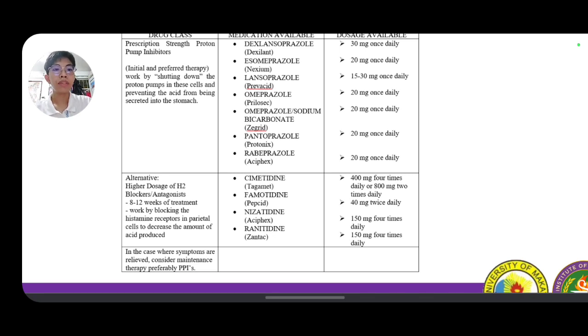The drugs available for this are cimetidine, which has the brand name Tagamet, famotidine, which has the brand name Pepcid, nizatidine, and ranitidine. Also take note that in the case where symptoms are relieved, consider maintenance therapy, preferably using proton pump inhibitors.